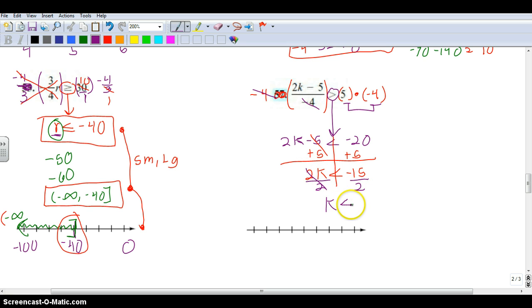A lot of times on the homework it'll tell you to put your answer as a fraction. So a lot of times they want us to leave it like this. Okay. So k is all the values less than negative 15 over 2. This is really going to be no different than the previous problem, except that we'll go ahead and plot negative 15 over 2 right here.